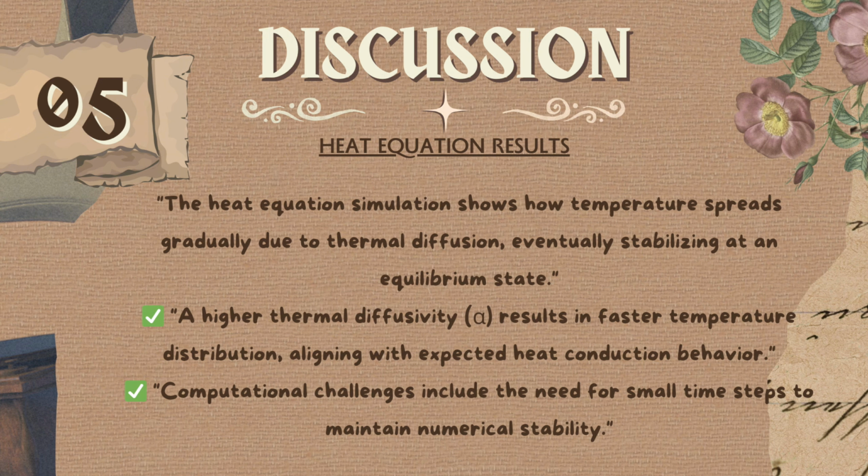For the heat equation results, the simulation shows how the temperature spreads gradually due to thermal diffusion, eventually stabilizing at an equilibrium state. A higher thermal diffusivity alpha results in faster temperature distribution, aligning with the expected heat conduction behavior. Computational challenges include the need for small time steps to maintain numerical stability.